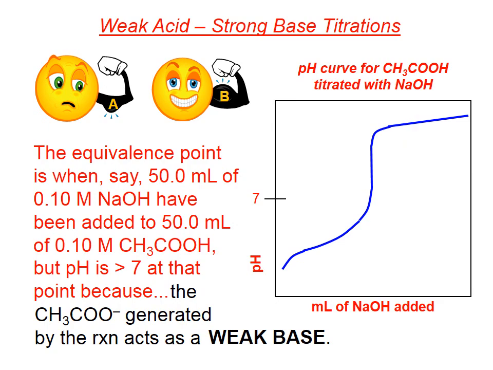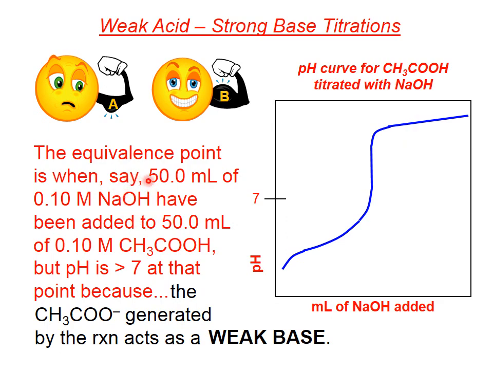In a weak-strong titration, specifically here in the case of a weak acid and strong base, the pH is going to be more basic. It's going to be greater than 7 at the equivalence point, because look what happens. You see this hydroxide ion? I'm circling it here. It's in the middle of the screen, slightly to the left.